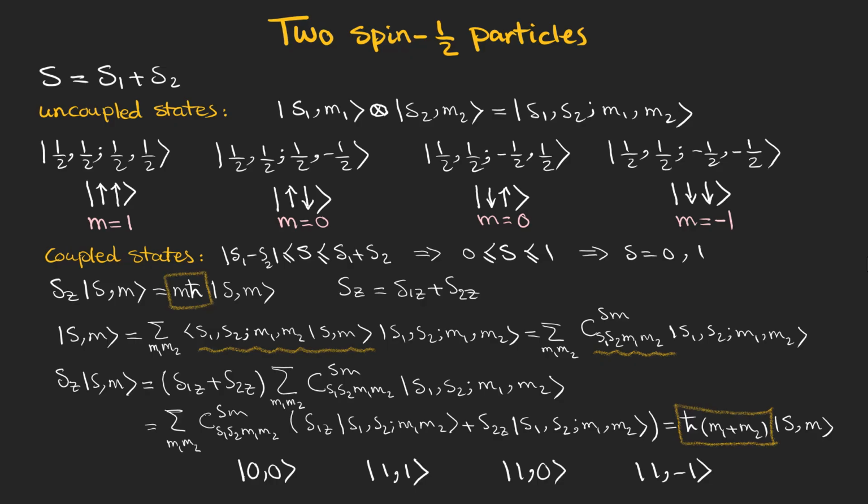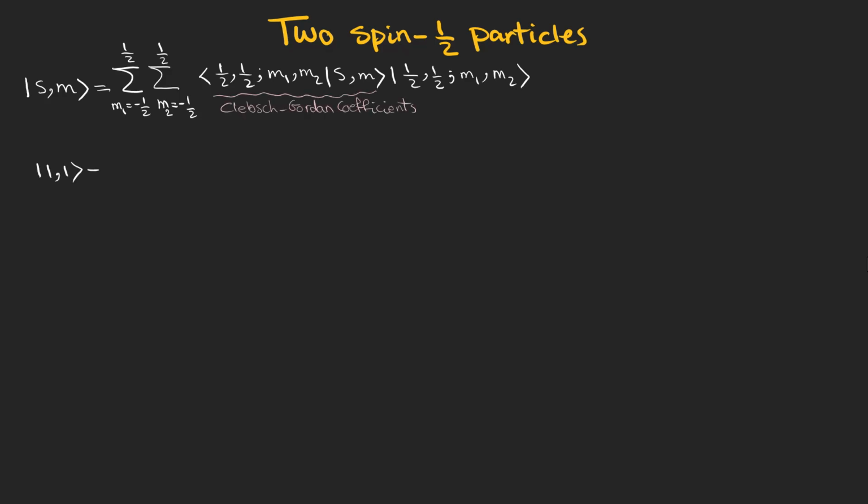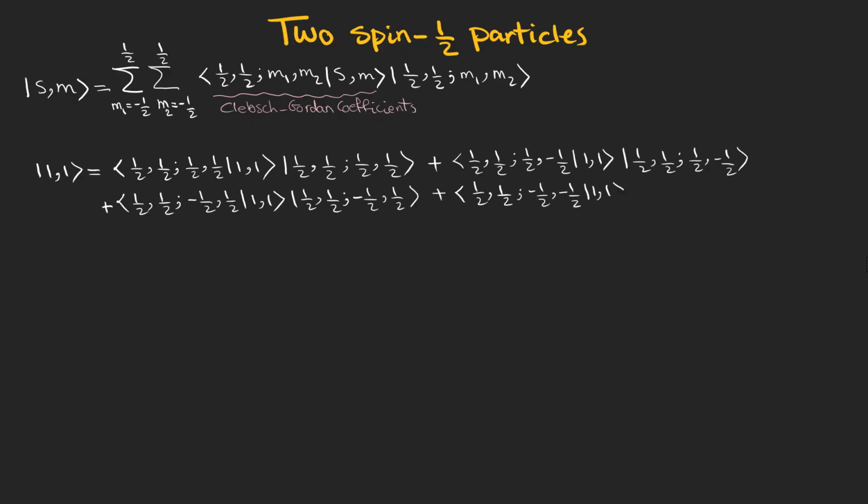And now we need to find the coefficients that relate these two spaces. In fact, we are looking for a 4x4 unitary matrix that gives the coefficients of the four coupled states in terms of the four uncoupled states. We can expand each of our coupled bases based on the uncoupled states. We are looking for these coefficients. For example, we can write this coupled state in terms of our four uncoupled states with their associated CG coefficients.